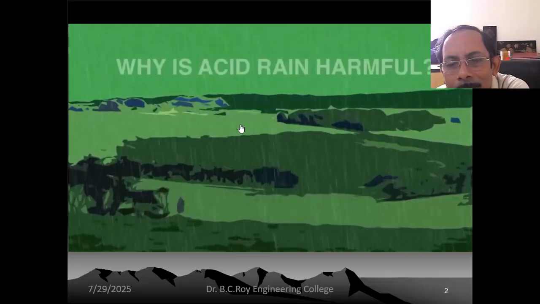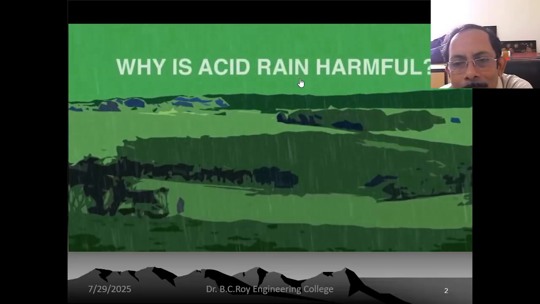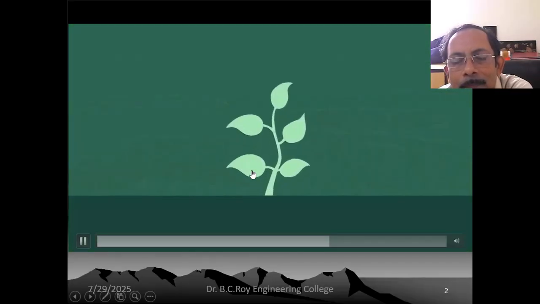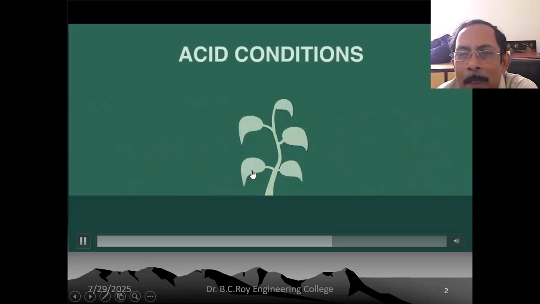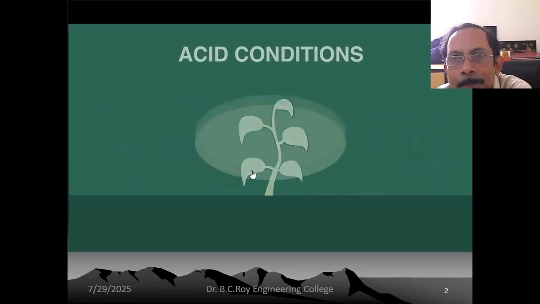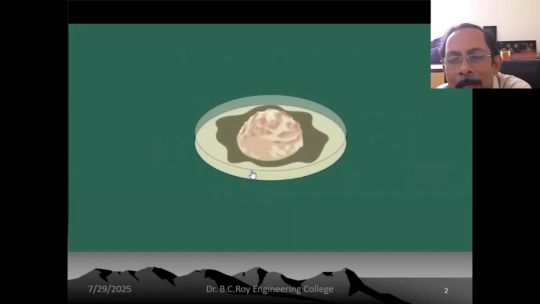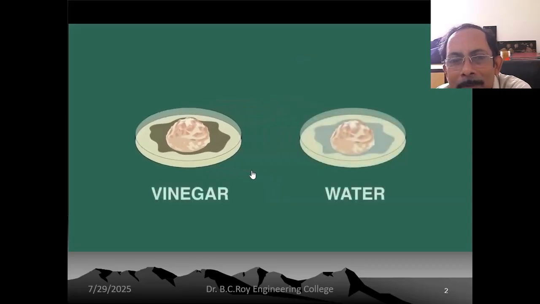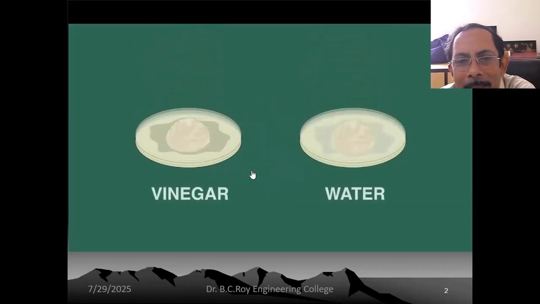So why is this acidity harmful to living things? Well, living things don't grow well in acid conditions. So here is an experiment to demonstrate this. Soak a slice of bread in vinegar, and another slice in water. Leave them open, and then compare, leave them for a week. Vinegar is acidic but water is not. You will find that the bread soaked in vinegar has not gone moldy, whereas the other bread in water has.